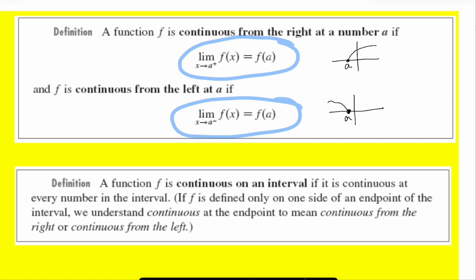So one-sided continuity most likely happens in a square root. That's the one that we most categorize as having that one swoop to the left or to the right. That's kind of just what they're getting at in that particular definition: there are some functions we can't evaluate at a spot from both directions.